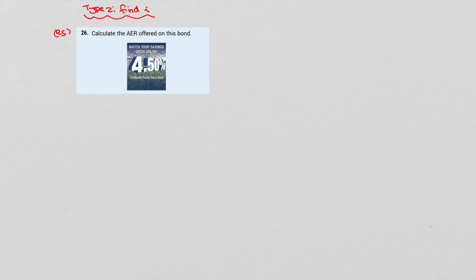So the second example we want to look at here is question 26 on page 254, where we're asked to calculate the AER offered on this bond. So we're trying to find the annual equivalent rate. In other words, what is the yearly rate on this bond? And that's because in this particular picture, we can see that we have to watch our savings grow online, given that there's a 4.5% 15-month fixed term rate. Okay, so our rate, 4.5%, is representing 15 months.